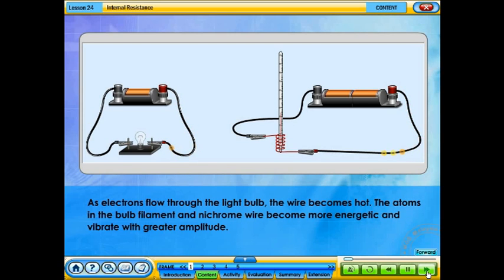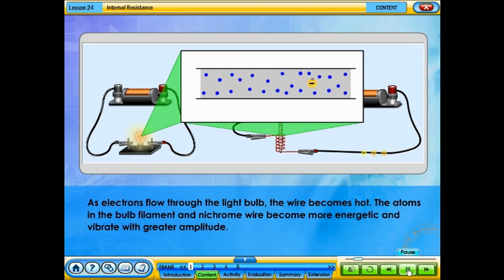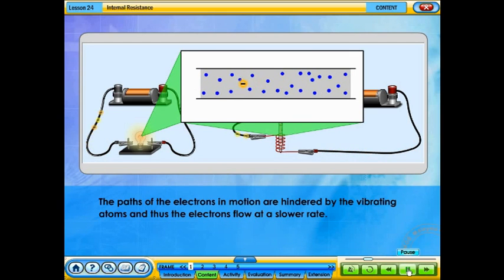As electrons flow through the light bulb, the wire becomes hot. The atoms in the bulb filament and nichrome wire become more energetic and vibrate with greater amplitude. The paths of the electrons in motion are hindered by the vibrating atoms, and thus the electrons flow at a slower rate.